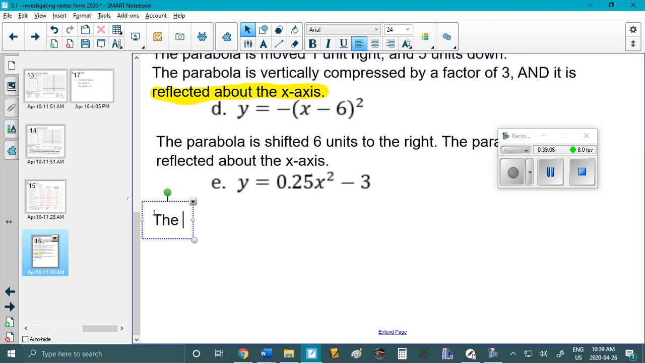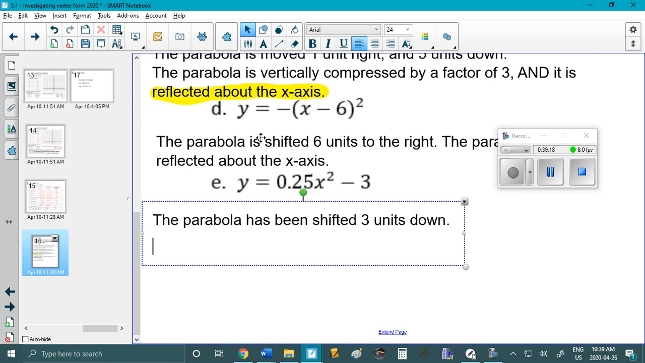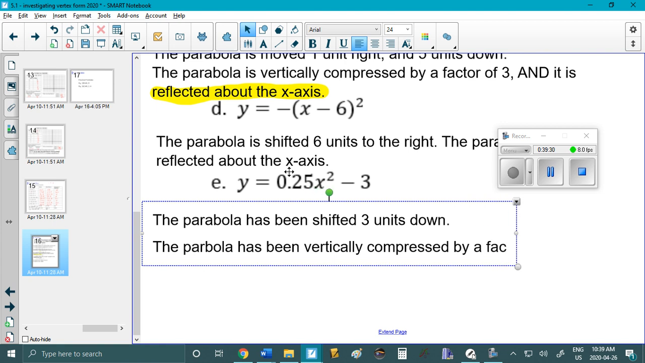And the last one, the parabola has been shifted. Well, you can see here, there's nothing in brackets, so it hasn't gone left or right. It's just gone 3 units down. And then we can say the parabola has been vertically, now this number, 0.25, is less than 1, so compressed by a factor of 0.25.